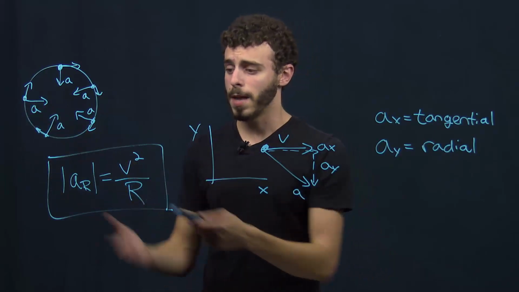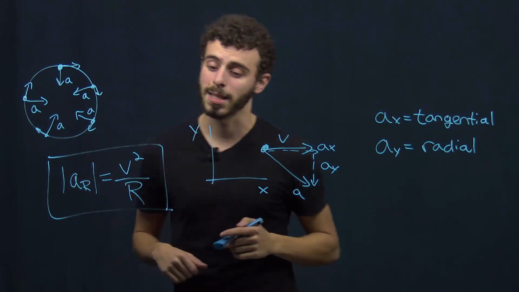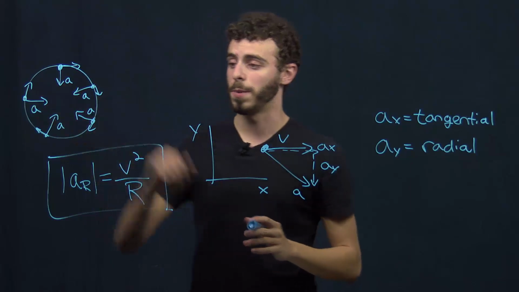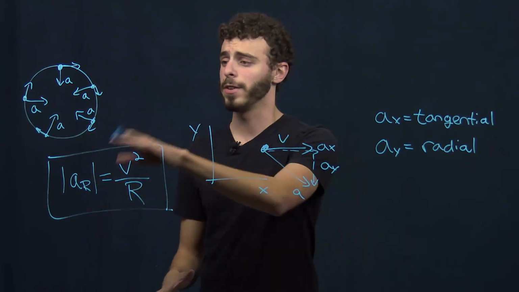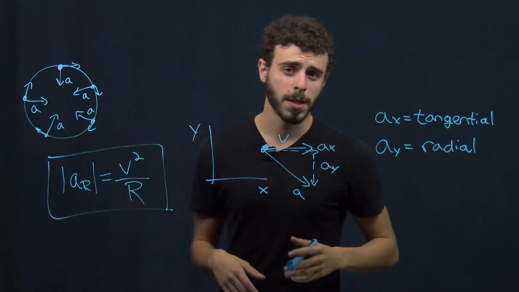And again, keep in mind, this is a very special scenario. This is saying that we need to have exactly this magnitude of acceleration. Otherwise, this won't be a constant radius circle, and everything will be much more complicated. Okay, so let's look at the problem statement for today.